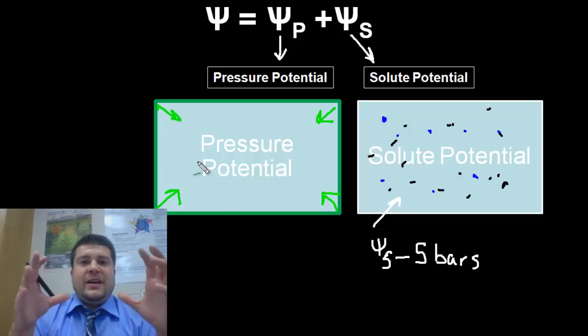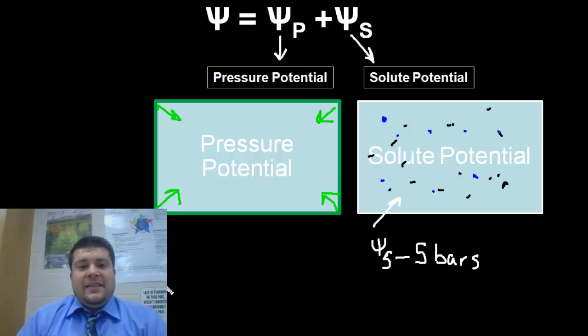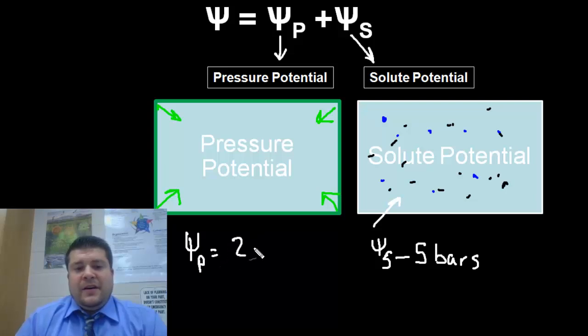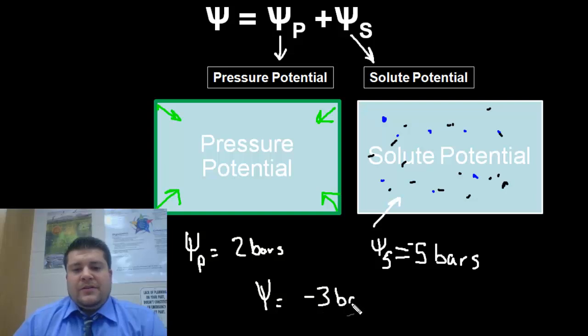And so that's going to create a pressure inside the cell. And this will actually be a positive number. And so psi for pressure can actually equal a positive number, or +2 bars. And so if we were trying to figure out the water potential for this solution and cell, it would be -3 bars. See how easy that is?